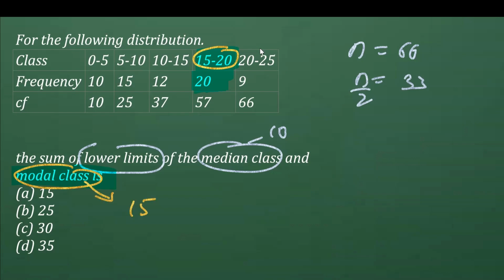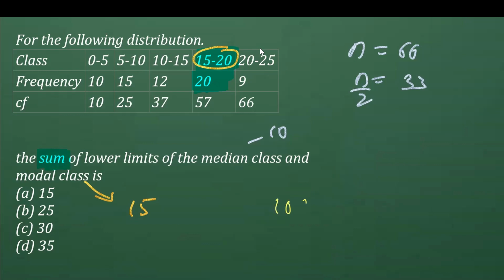Now, once we have the lower limit of both the median as well as the modal class, we have to find their sum. Clearly the sum will be 10 plus 15, which comes out to be 25. So B is the correct option in this case.